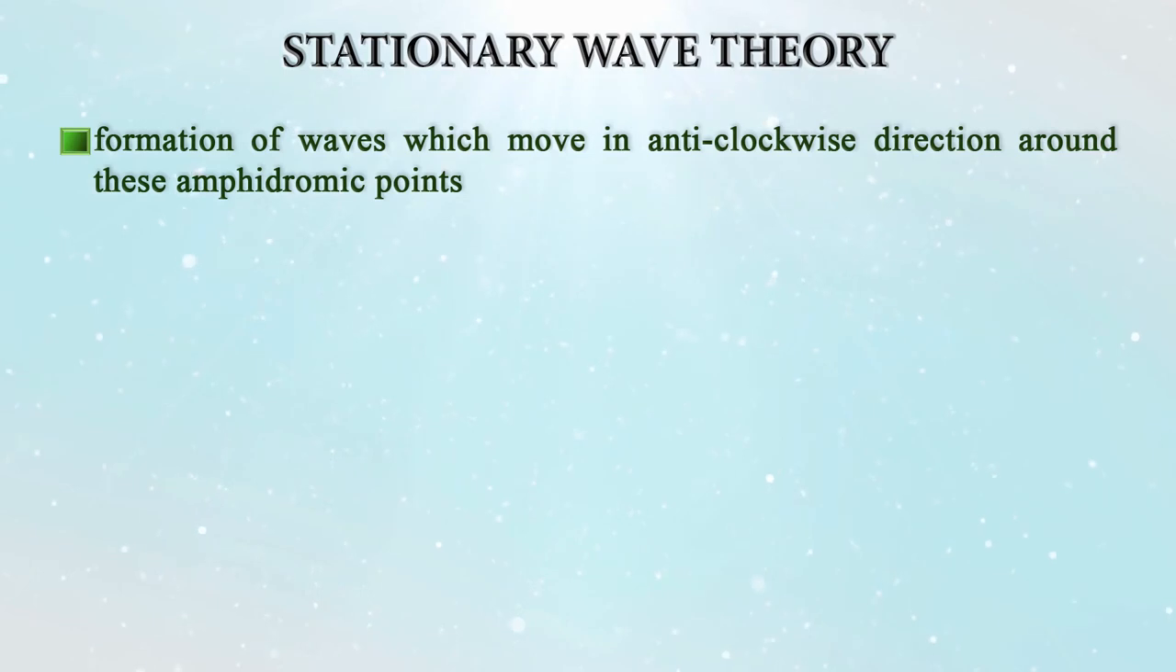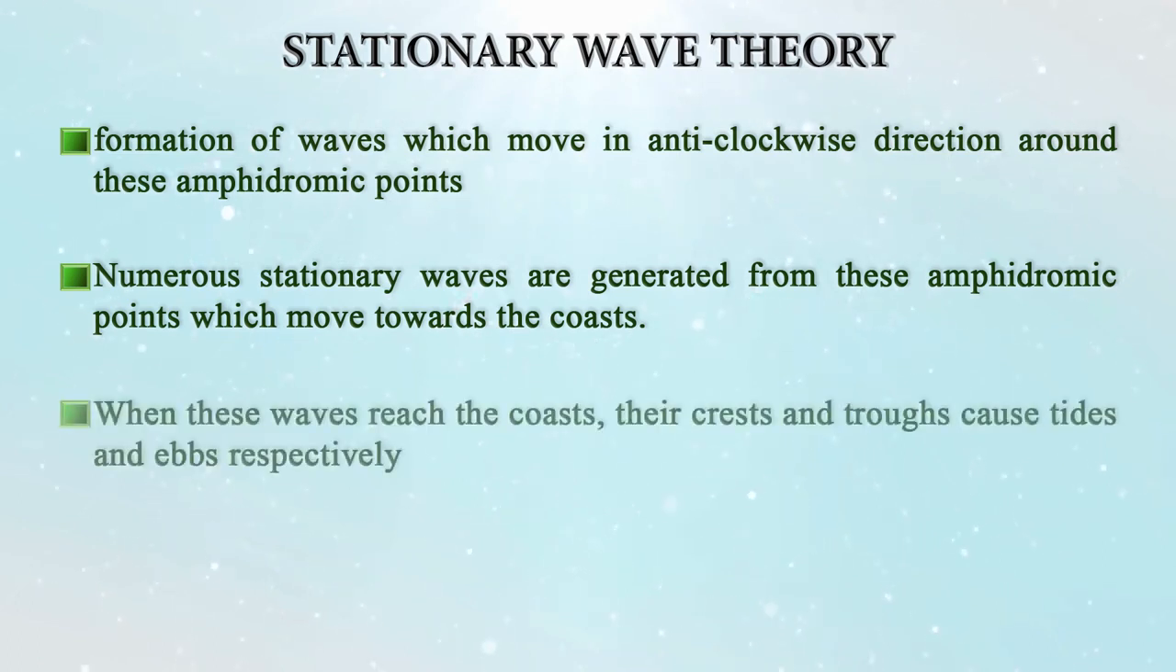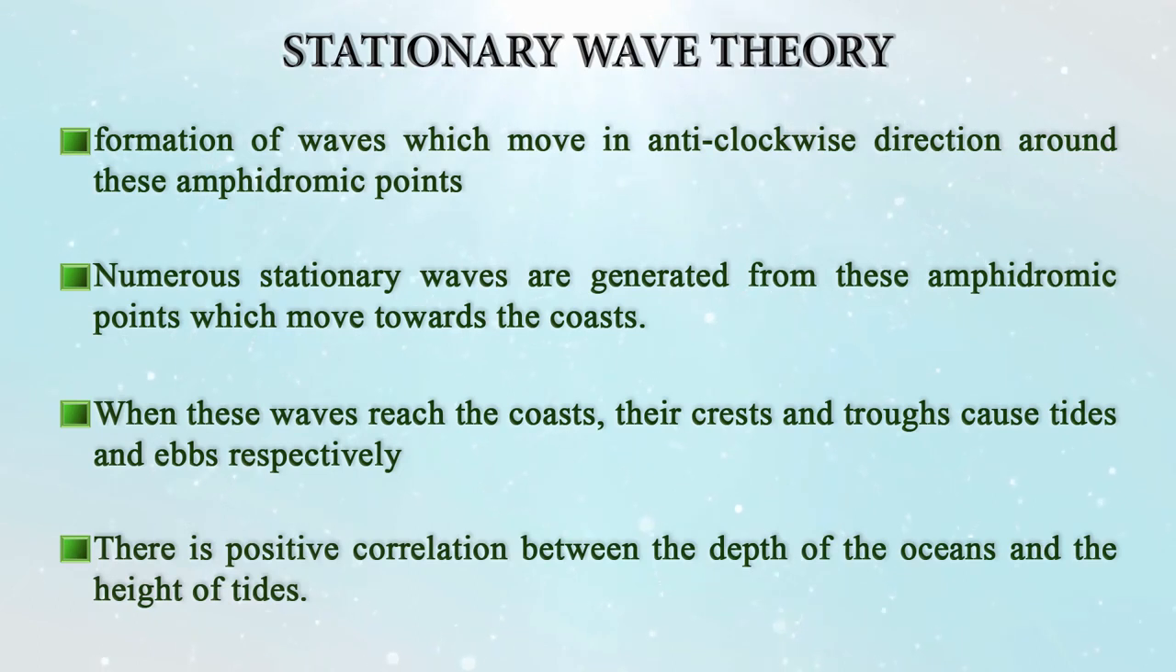Now there is the formation of waves which move in an anti-clockwise direction around these amphidromic points, and numerous stationary waves are generated from these amphidromic points which move towards the coast. And when these waves reach the coast, their crests and troughs cause tides and ebbs respectively. There is a positive correlation between the depth of the ocean and the height of the tides. The greater the depth, the greater is the height of the tide.